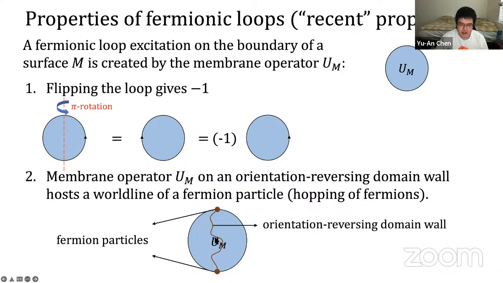In some sense, on the surface with orientation reversing domain wall, if we apply this membrane operator, this will give you some fermionic coupling along this domain wall. So this is our second definition for a fermionic loop. Yeah, so at first seeing this, we may wonder, is one equivalent to two? Is there any possibility, are they consistent with each other or not? Yeah, so I try to argue that these two definitions are actually equivalent.